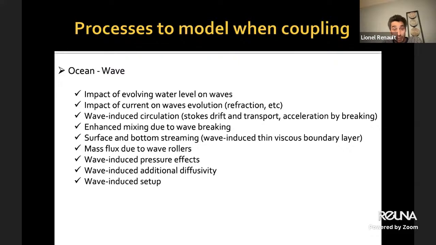The wave-induced circulation, so Stokes drift and transport, can interact with the currents. The waves can also generate larger mixing due to wave breaking. So it can induce a deepening of the mixed layer depth, for example. It was shown by Couvelard in 2019. And surface and bottom streaming, so basically the wave-induced thin viscous boundary layer. And mass flux due to wave roller, and then it's more coastal. So wave-induced pressure effect, additional diffusivity, and wave-induced setup that can be very, very important in the coastal regions.